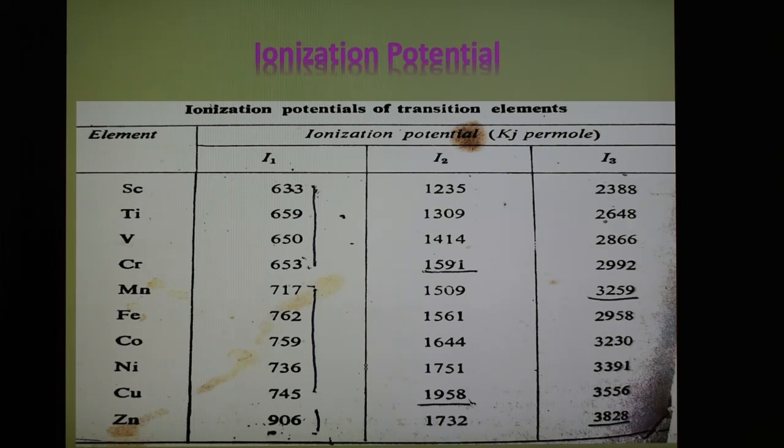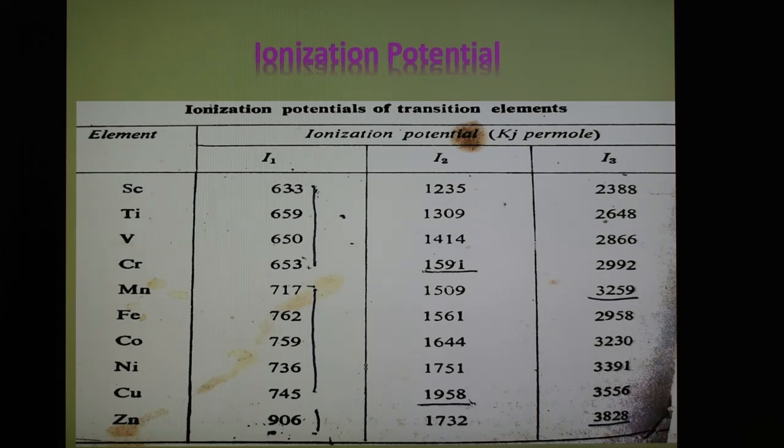So this is the trend of ionization potential. This table shows that there is an increase in the value of ionization potential with the increase in atomic number. This is expected because nuclear charge increases by 1 unit at each step and atomic radius decreases. But the increase is slight due to the screening effect of inner d electrons, which oppose the nuclear charge effect.